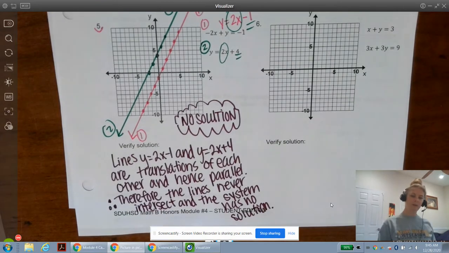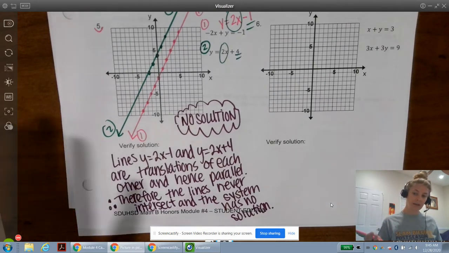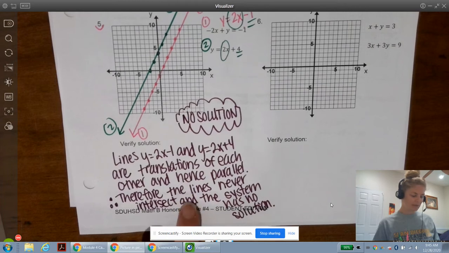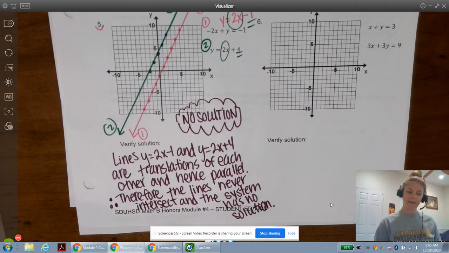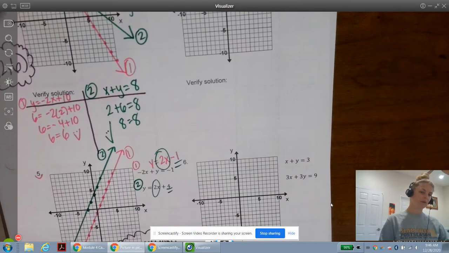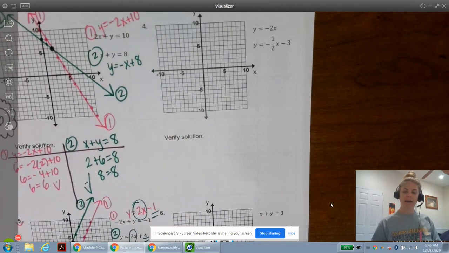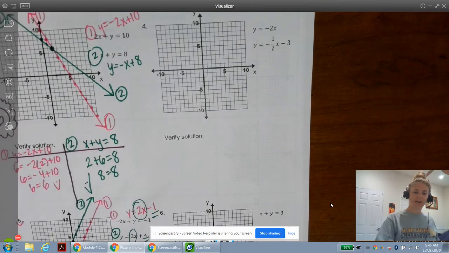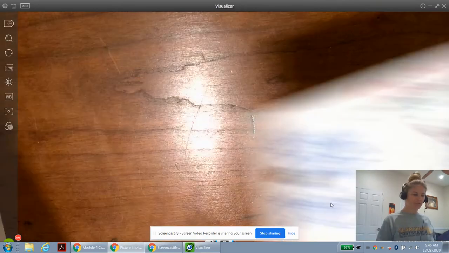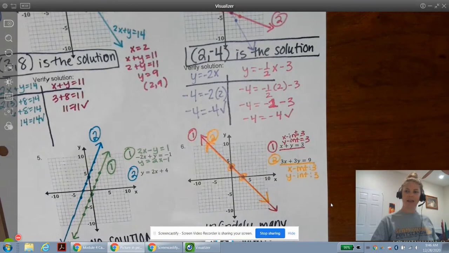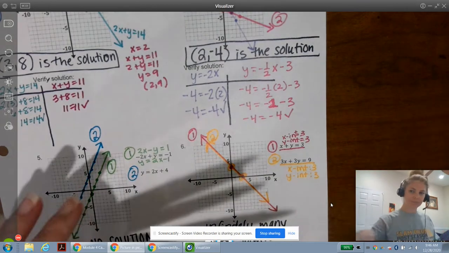So if you do find a point of intersection, please verify using both. If you do not have a point of intersection or infinitely many intersections, give a justification as to why that happens. Okay, so you're going to work on 4 and 6. Pause the video and we'll go over it as soon as you're ready.